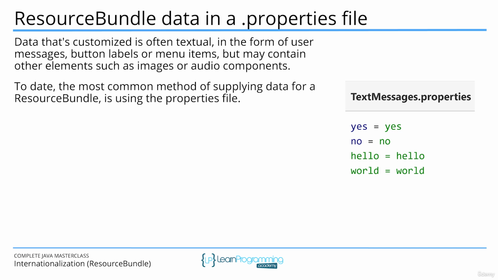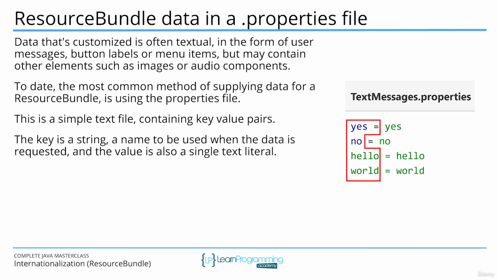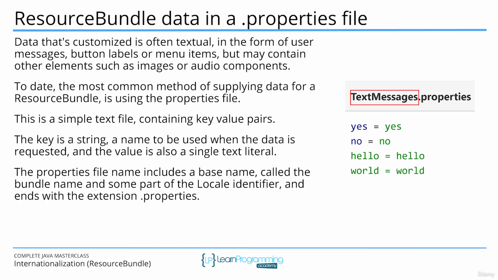To date, the most common method of supplying data for a resource bundle is using the properties file. This is a simple text file containing key value pairs. The key is a string, a name to be used when the data is requested, and the value is also a single text literal. The properties file name includes a base name called the bundle name and some part of the locale identifier, and ends with the extension .properties. For example, you could have a default properties file called textMessages.properties, which might describe strings for basic interface language elements like yes, no, hello, world, and so on.